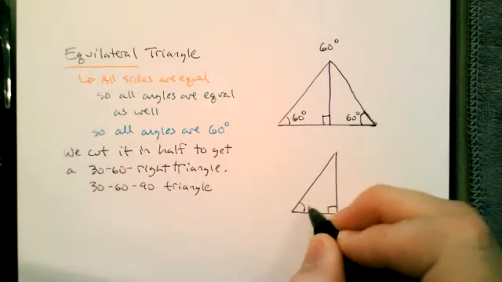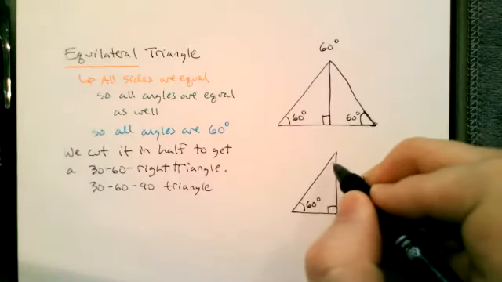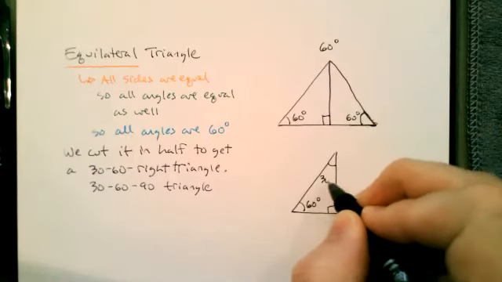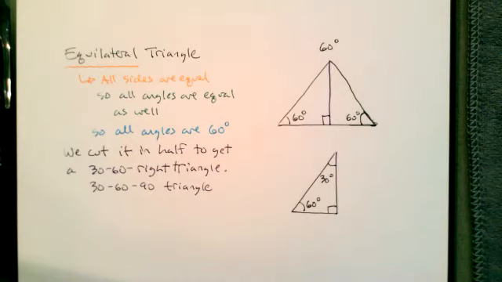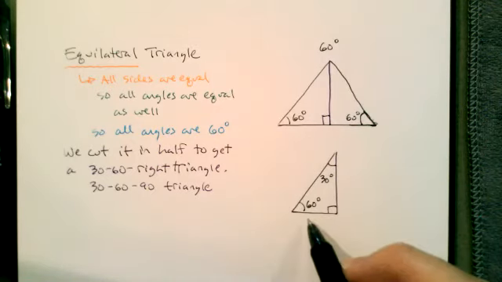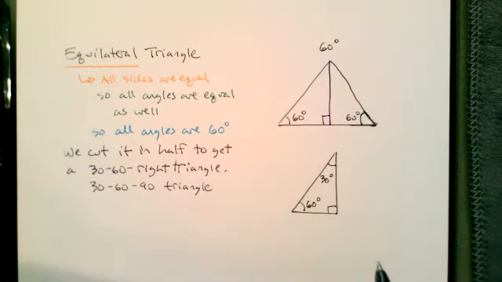So our angle here is going to be 60 degrees. And I've cut this top one in half, so that's going to be 30 degrees. Also, if there's a right angle and a 60-degree angle, then the last one has to be a 30-degree angle.